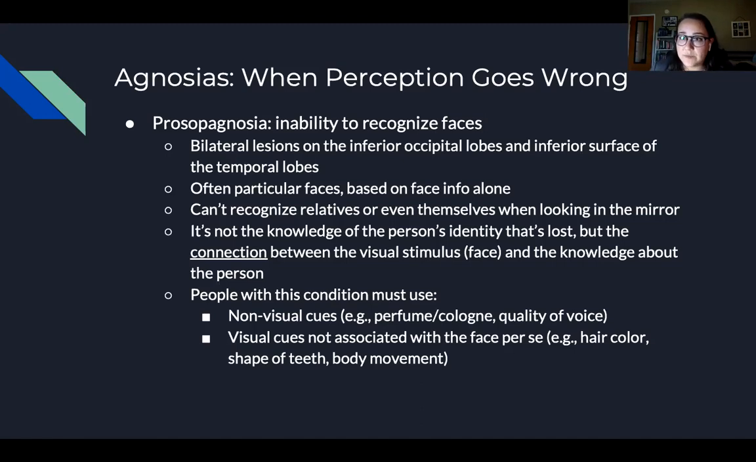And in order to recognize people, patients who have prosopagnosia have to come up with these sort of compensatory strategies. So they have to use non-visual cues like smelling somebody's perfume or shampoo or something like that. Maybe the quality of what their voice sounds like. They might even have to look at visual cues that aren't associated with the face necessarily. So somebody's hair color, maybe the shape of their teeth, maybe the way that they tend to walk, or their sort of characteristic hand gestures.